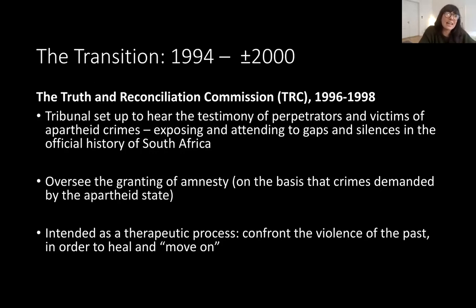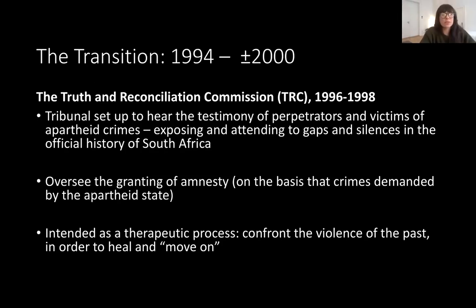And in fulfilling this function, what the TRC did as well was to expose and then address gaps and silences in the official historiography of South Africa, or in the official history of South Africa. It gave voice to people whose experiences had not been taken into account in the writing of South African history, and it also exposed the extent of the violence underpinning the regime of apartheid.